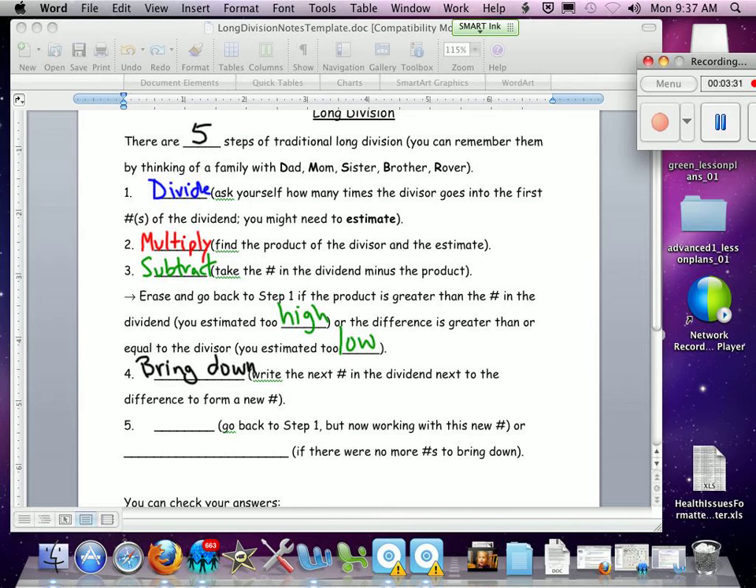And then Rover, Rex, Ralph, I don't know, the dog. Rover tells you to repeat. Go back to step 1, but now working with this new number. Or if there wasn't anything to bring down, then Rover tells you you're ready for remainder.